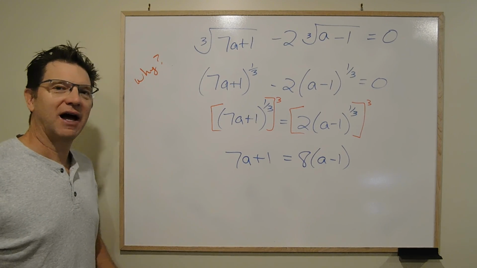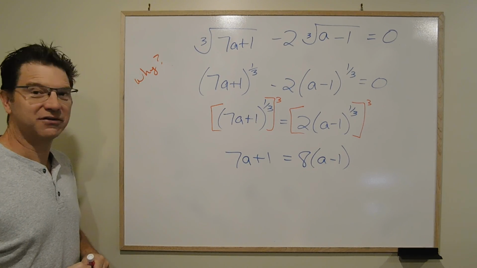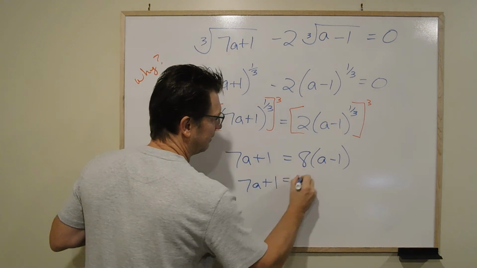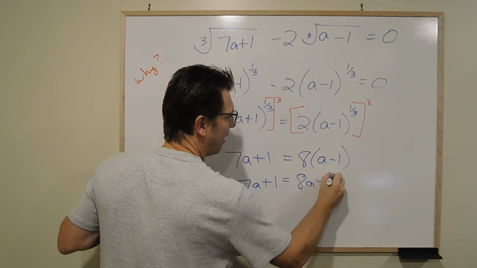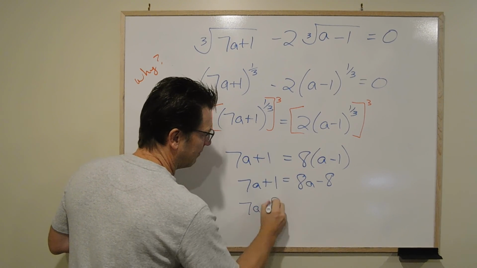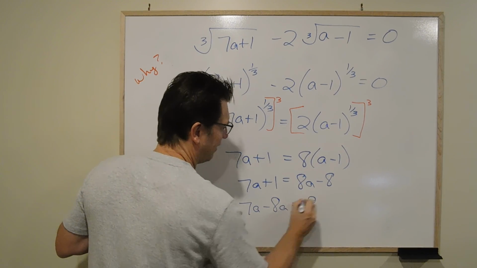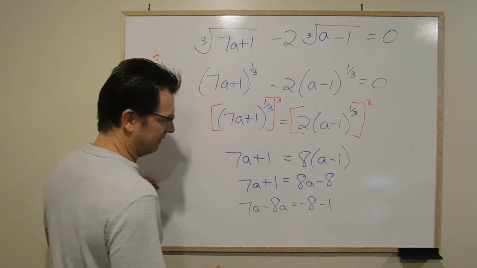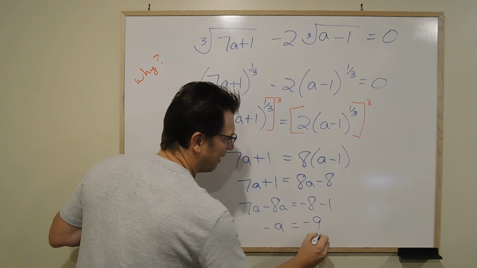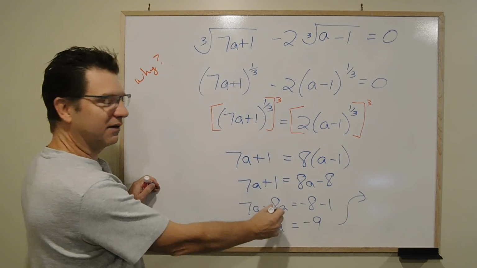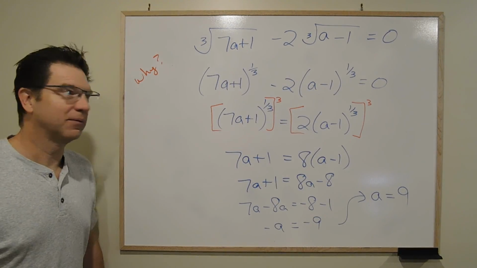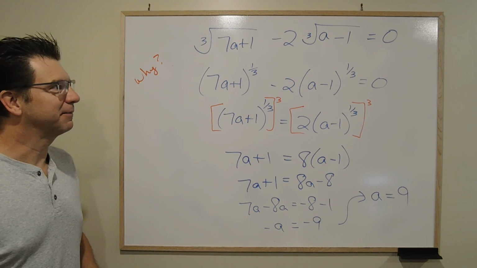It leaves me with a linear equation, which is a lot easier to solve. And if you think of that, 7a plus 1 equals 8a minus 8, because we have to distribute it in. I'm going to bring the 8a over, 7a minus 8a equals negative 8. I'm going to bring the 1 over, make it negative. 7a minus 8a is negative a, and this is negative 9. So if negative a equals negative 9, then positive a equals positive 9. So we have an answer of a equals 9.